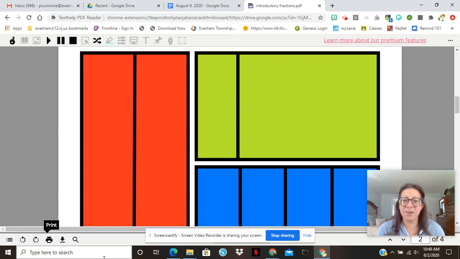Okay, so have fun playing your fraction game, thinking about how fractions are just parts of a whole. It just means that something's been broken up into parts. And we need to think about whether those are equal parts or unequal parts.